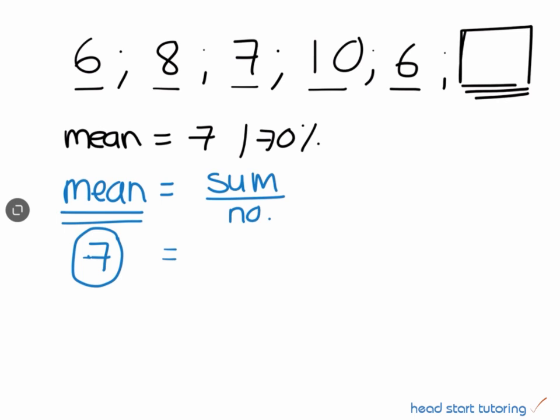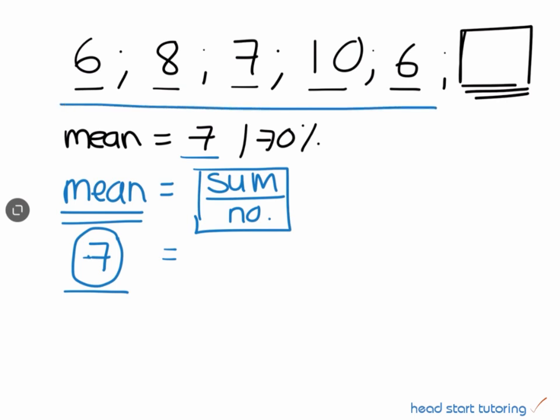Usually we wouldn't have the mean, we would only have the sum and the number of numbers, and we need to work out the mean. So we're working backwards a little bit now. We've got the mean, which is 7, we're hoping to achieve 7. We've also got part of the sum. We've got the first 5 numbers. We don't have the 6th number yet. That's what we're trying to work out.